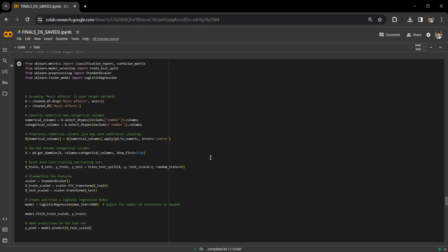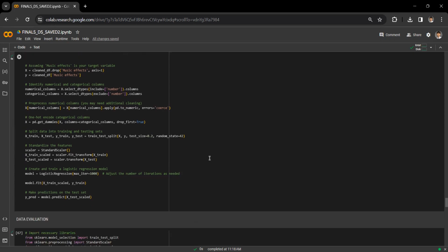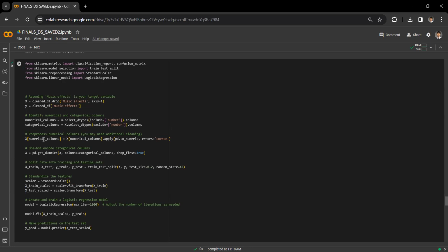Prepare the data. The dataset is divided into features X and the target variable Y, which is music effects. Data preprocessing. Numerical columns are converted to numeric types with errors handled gracefully. Categorical columns are one-hot encoded to transform them into a machine-readable format. Standardize features. Features are standardized to have a mean of 0 and standard deviation of 1, ensuring equal weightage in the model. Train the model. A logistic regression model is trained on the standardized training data. Make predictions. The trained model is used to predict the music effect on the test data. This workflow encompasses data preparation, model training, and prediction, following standard practices in supervised machine learning for classification tasks.